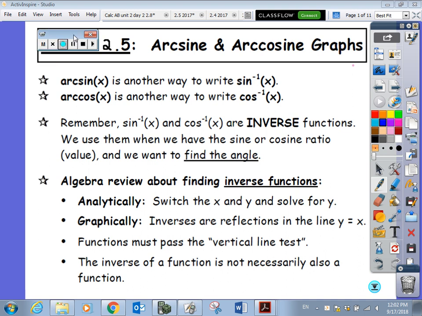So opposite is positive or negative. Reciprocal of sine is cosecant. Reciprocal of cosine is secant. And now we're doing the inverse.